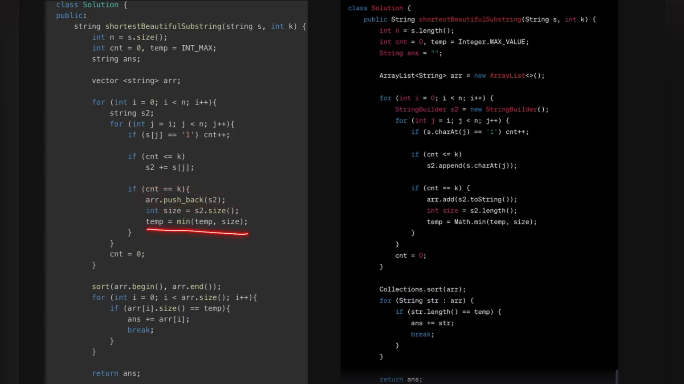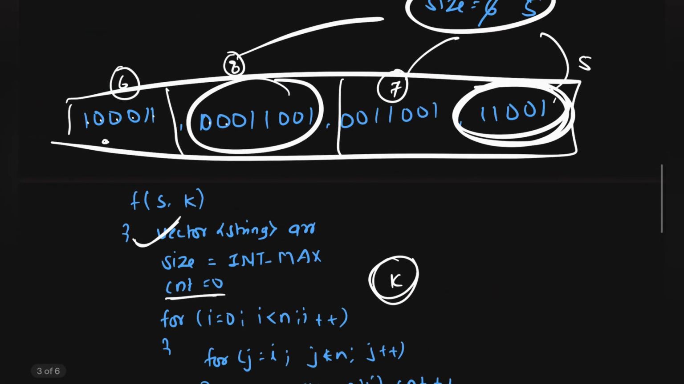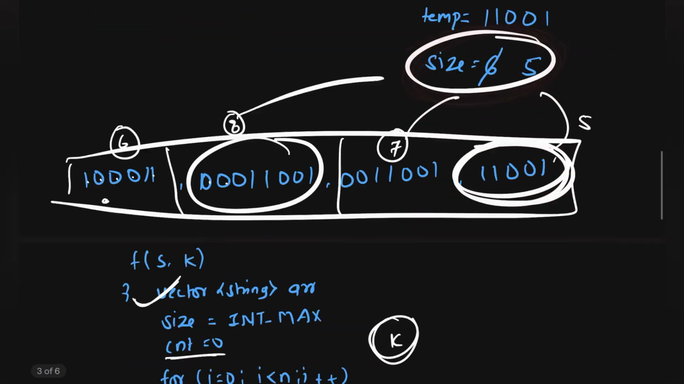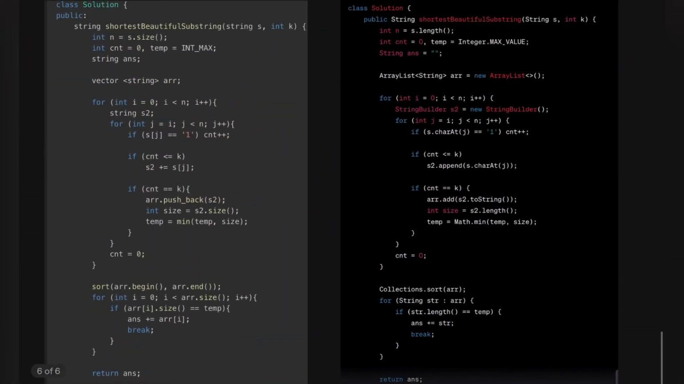What we need is temp. What it says is that we need the minimum size of substring. Here see 6, 8, 7, 5. This is the minimum one. So that's the reason why I'm keeping an extra variable, to make sure I get the minimum size of any of the substrings. And again I'm initializing the counter to 0 because we are moving to the next substring. The same thing I did over here in Java as well. And finally we sorted the vector in which we have stored all the possible substrings. The same thing we did in Java as well.